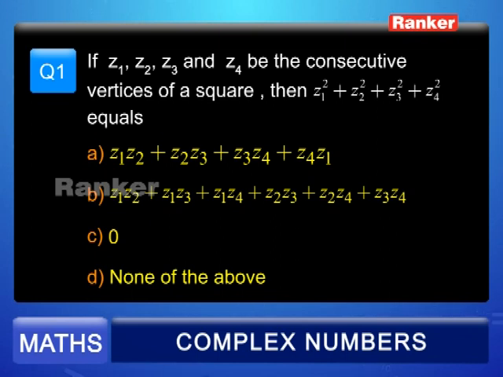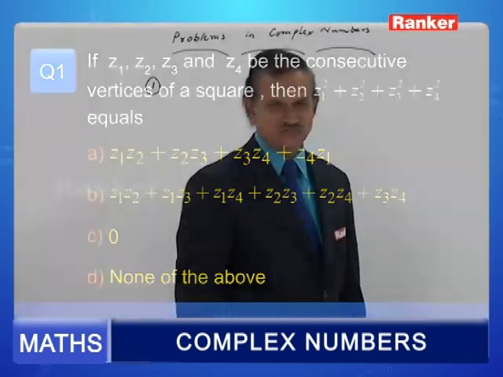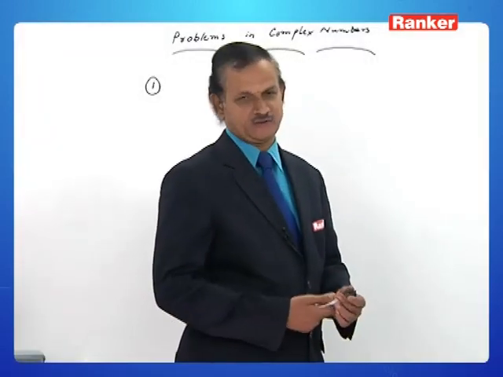First option, Z1 Z2 plus Z2 Z3 plus Z3 Z4 plus Z4 Z1. Second option, option B is Z1 Z2 plus Z1 Z3 plus Z1 Z4 plus Z2 Z3 plus Z2 Z4 plus Z3 Z4. Option C, 0. Option D, none of the above. Let us see which option is the right option.